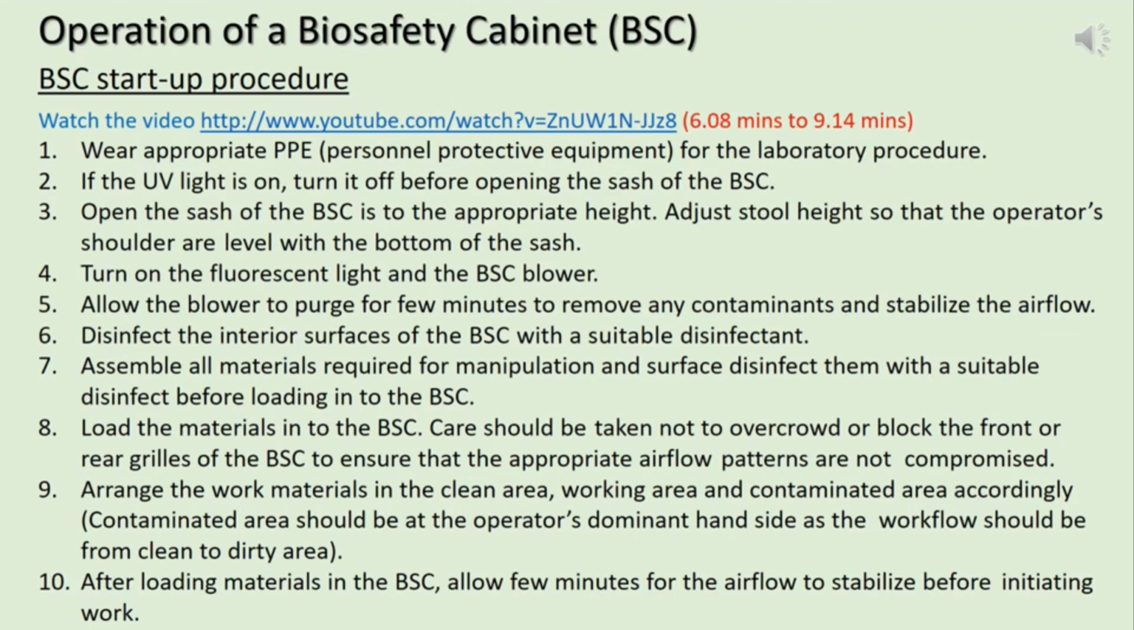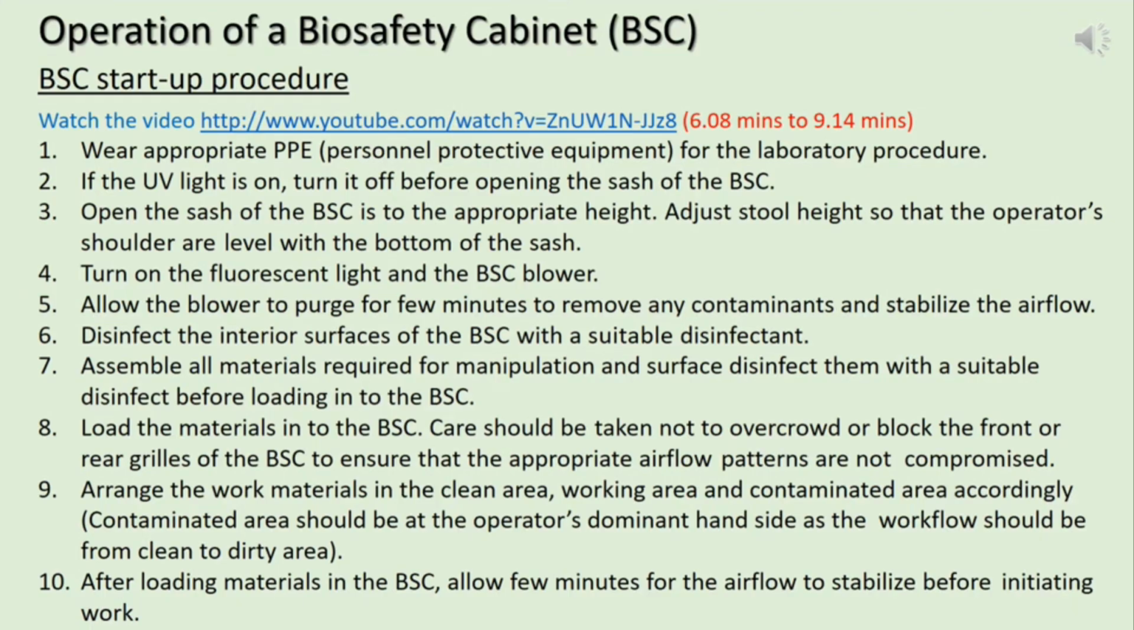So I suggest you watch this YouTube video. I have already narrowed down the scope. You can watch from this timing in the video, which actually shows you the startup procedure, and you will be able to understand these steps a lot more clearly when you watch the video.